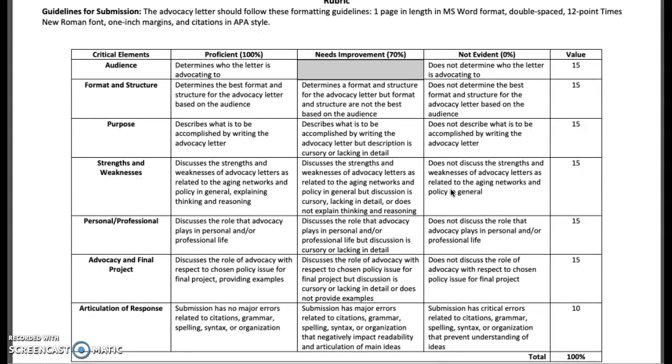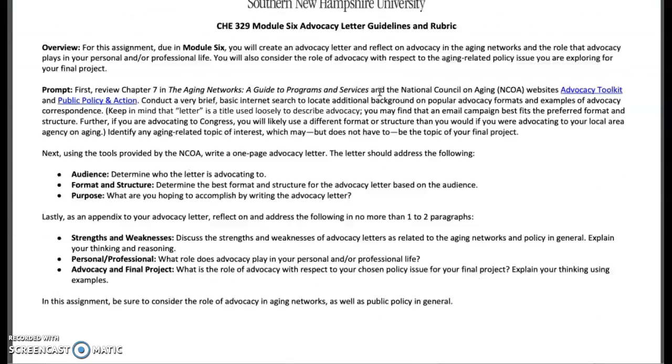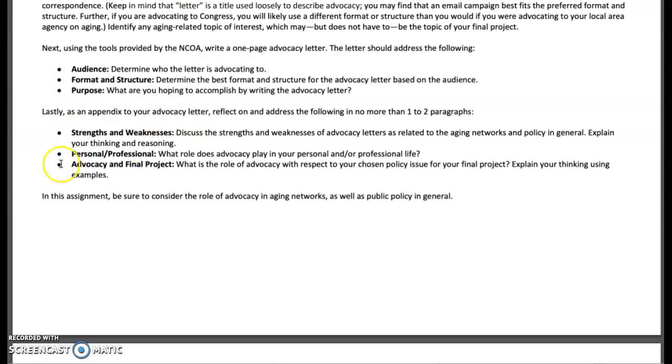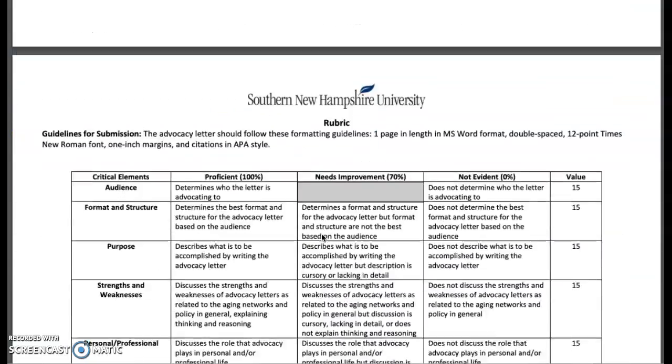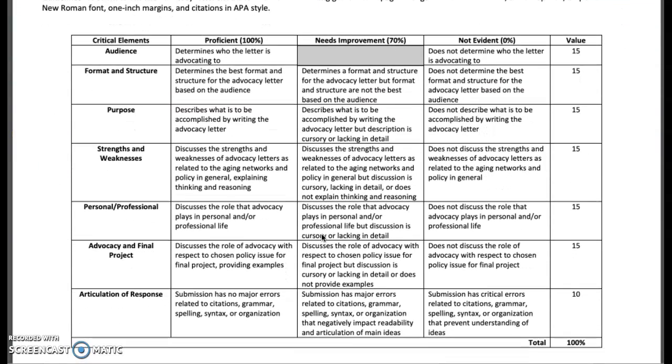This is the rubric and how you are going to be graded for this assignment. Again, your actual advocacy letter should be 1 page. However, your appendix needs to be between 1 to 2 paragraphs to cover all of this information that I've gone over as a part of your guideline.